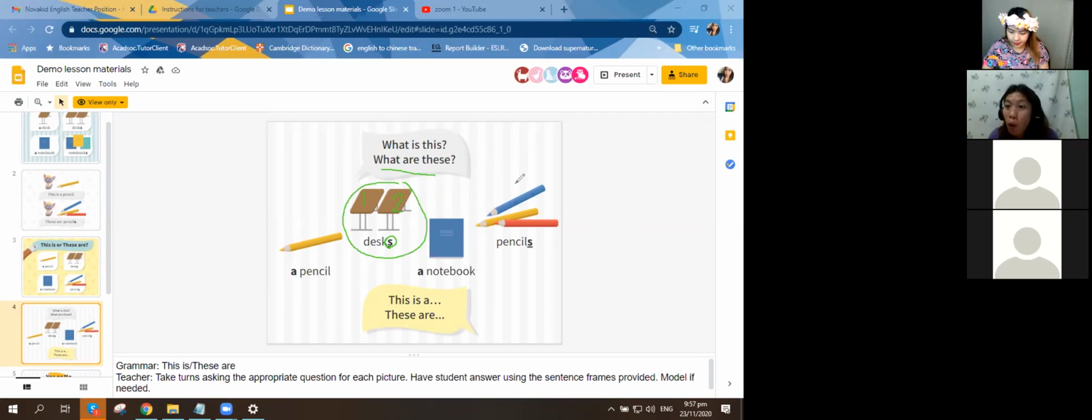Ina, what are these? These are pencils. Wonderful. Okay. Ina, what are these? These are notebooks. Correct. Ina, what is this? This is a pen. Wow, you're so good, Ina. Great job.